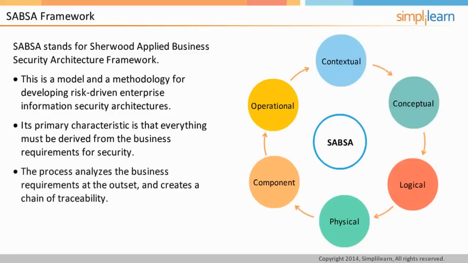The process analyzes the business requirements at the outset and creates a chain of traceability through the strategy and concept, design, implementation, and ongoing manage and measure phases of the lifecycle to ensure that the business mandate is preserved. Framework tools are created from practical experience to support the whole methodology. We will continue our discussion on the SABSA framework in the next screen.